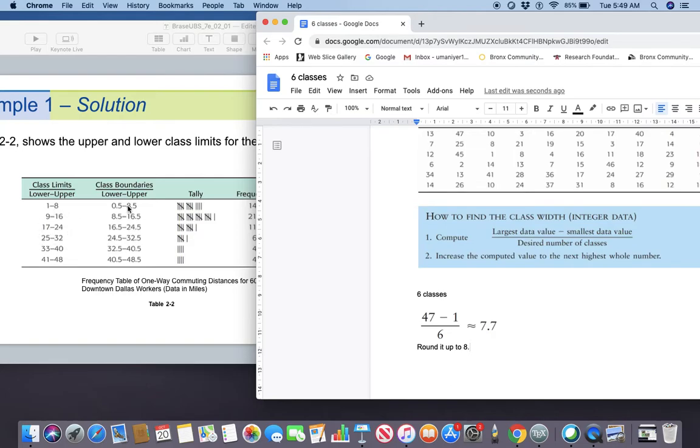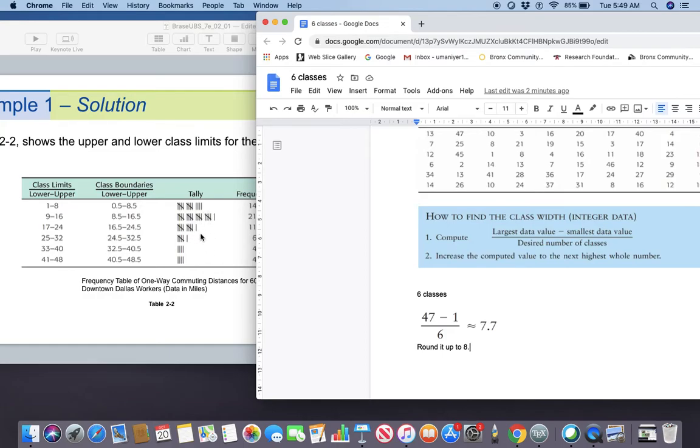Now, class boundaries. How do we find class boundaries? Take 0.5 to the left, 0.5 to the right, 0.5 to the left, 0.5 to the right, and so on. Those are the class boundaries.